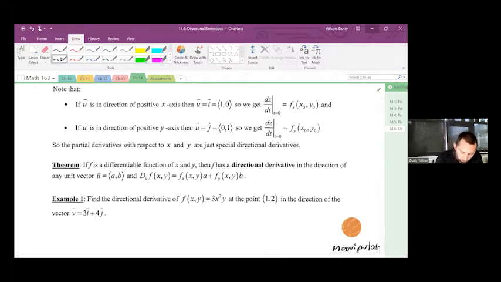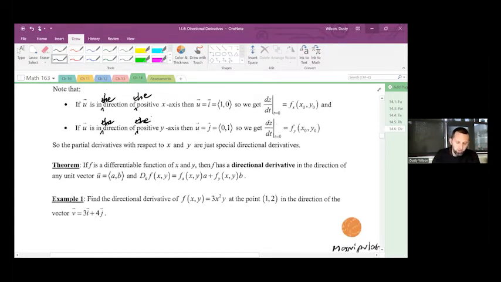Again, there's a couple of missing words. Is in the direction of the positive x-axis, is in the direction of the positive y-axis.